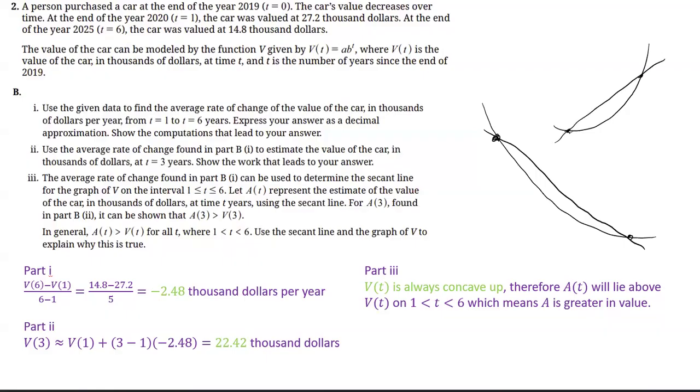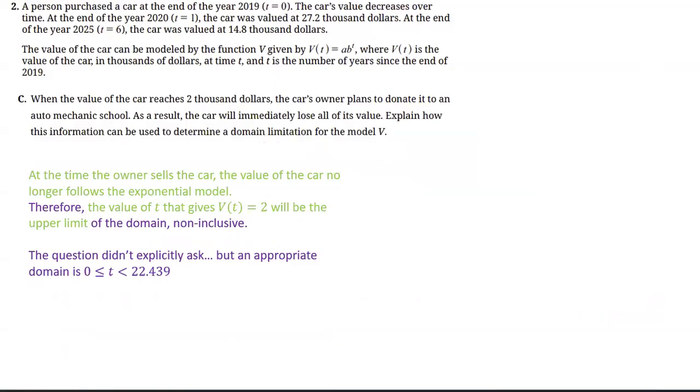So that's why. Okay, part C, when the value of the car reaches $2,000, the car owner plans to donate it to an auto mechanics school. As a result, the car will immediately lose all its value. Explain how this information can be used to determine a domain limitation for the model V. Okay, so I believe they're just asking for an explanation, not the actual domain, but I had to find it as well. Okay, here's the explanation.